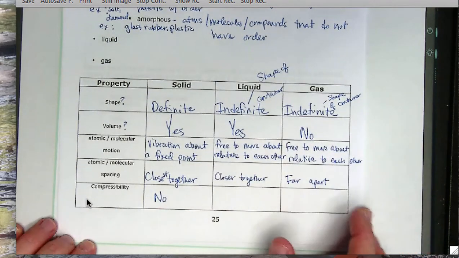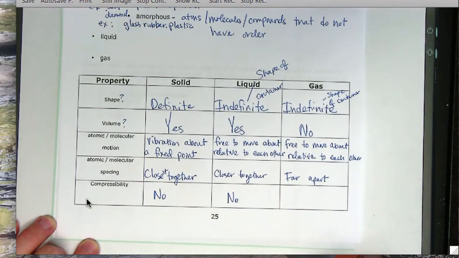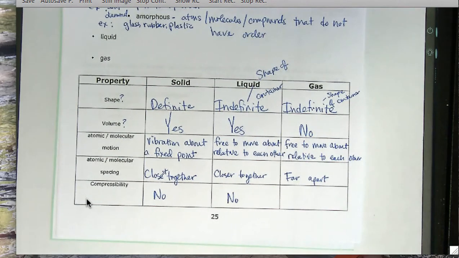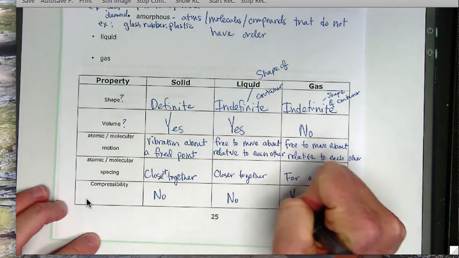Okay, so a liquid is incompressible. All right, but a gas is compressible. That's how they get aerosols. Right?